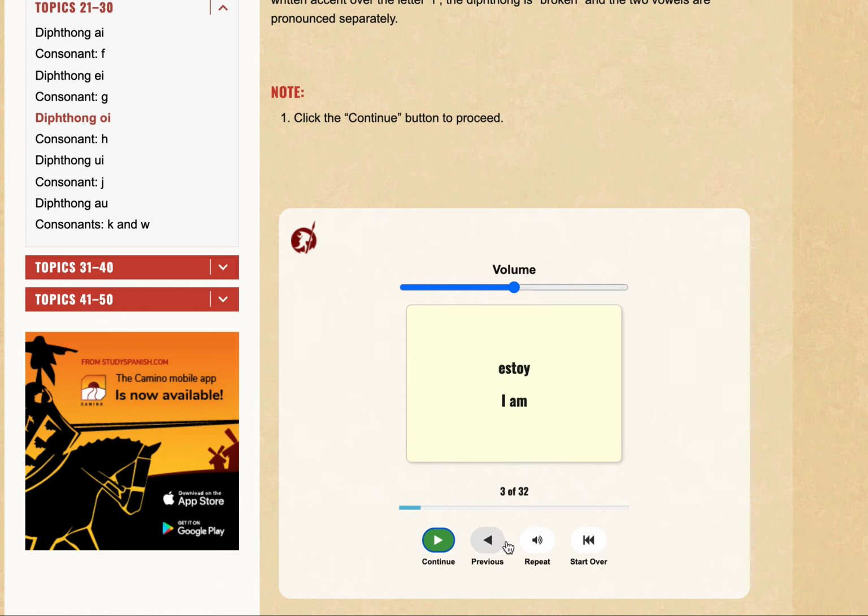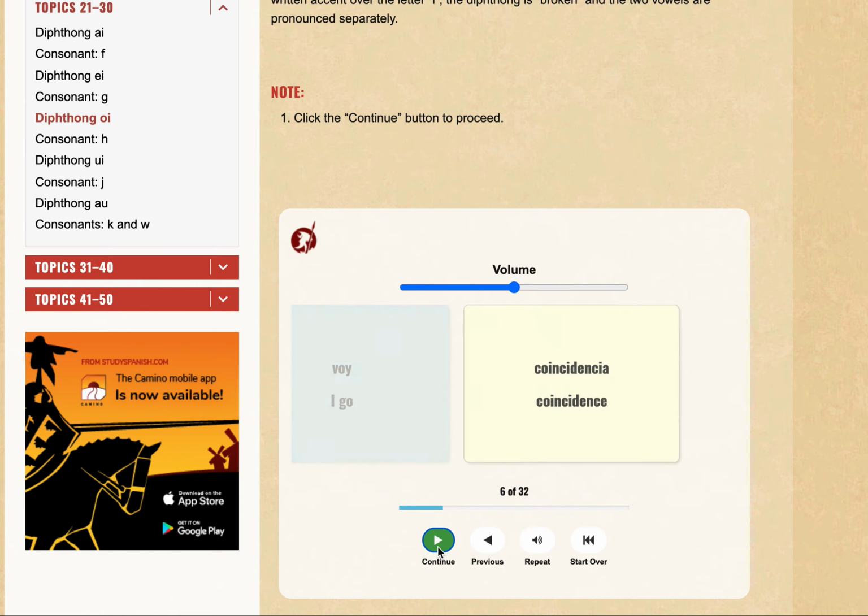Estoy. Estoy. Yeah, notice that you have a break. It's like a sharp stop. Estoy, I am. Oigo, I hear. Coima, bribe. Voy, I go. Coincidencia, coincidence. Listen and repeat.